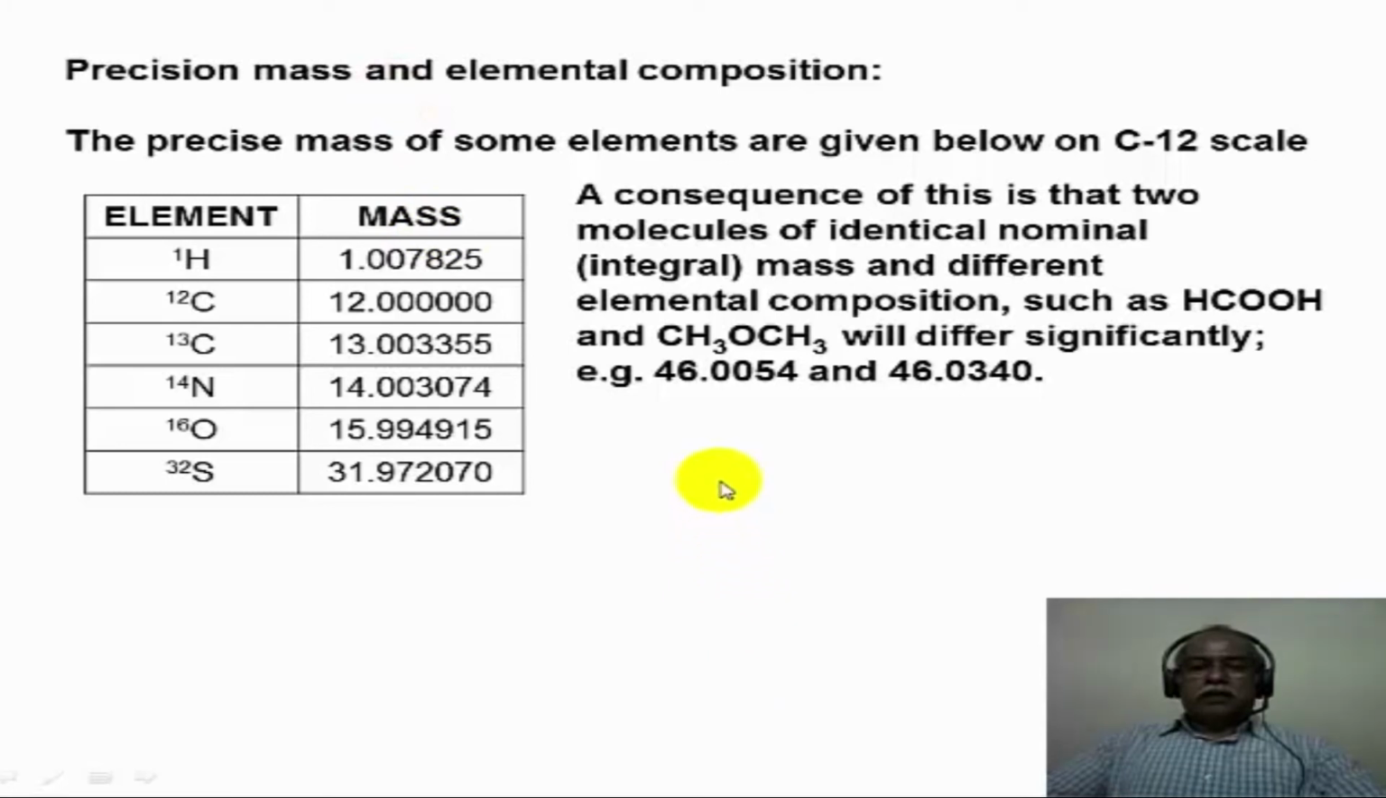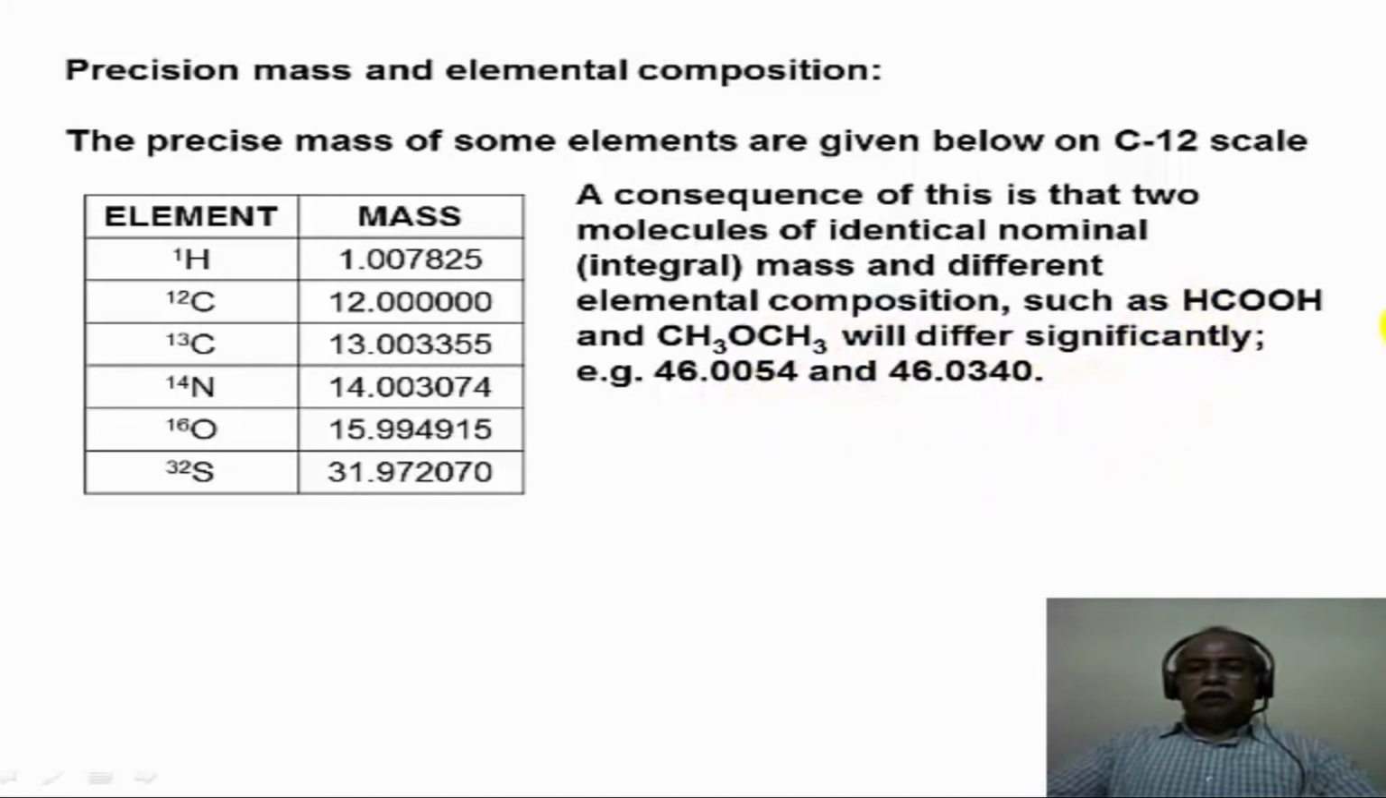Suppose a mass spectrometer is capable of analyzing the masses to 4 or 5 decimal place accuracy, then it will make a difference in terms of the molecular composition of the compound depending upon the fractional weight that one observes. Let us take an example. The consequence of the fractional weight is that two molecules with identical nominal mass, in other words, unit mass resolution mass, and different elemental compositions, such as in the case of formic acid and dimethyl ether, will differ significantly in the fractional weight.